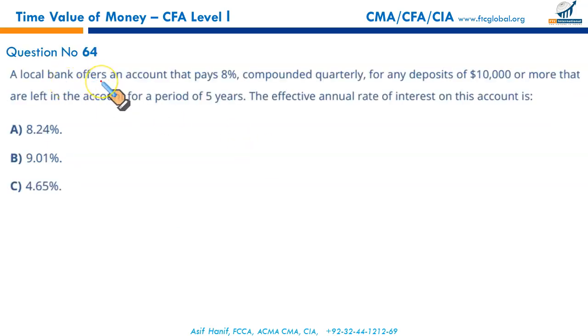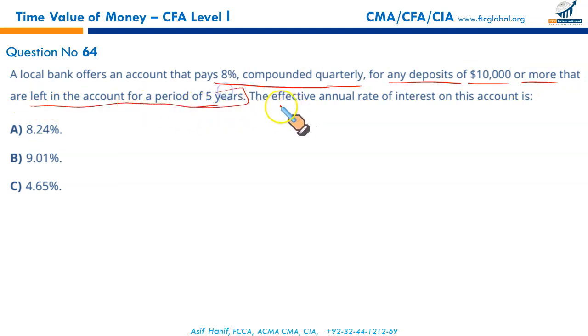A local bank offers an account that pays 8% compounded quarterly for any deposits of $10,000 or more that are left in the account for 5 years. The effective annual rate for interest, same computation. Let us do this one as well, because simple questions.